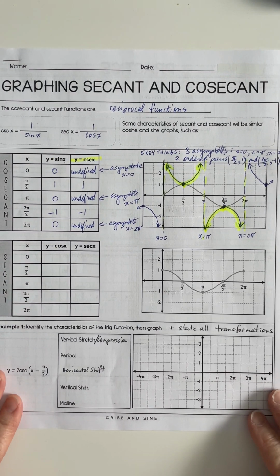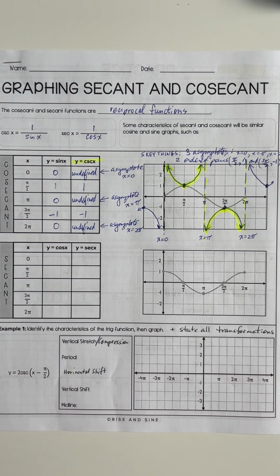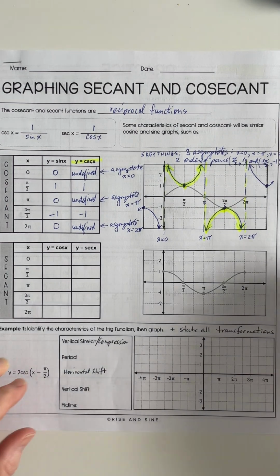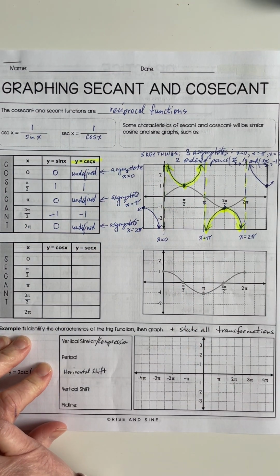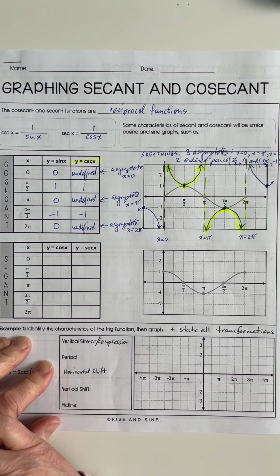Okay, we've looked at the cosecant function. Now we're going to graph the secant function. The secant function is related to the cosine function, like this. It's the reciprocal of the cosine function, so 1 over cos x.